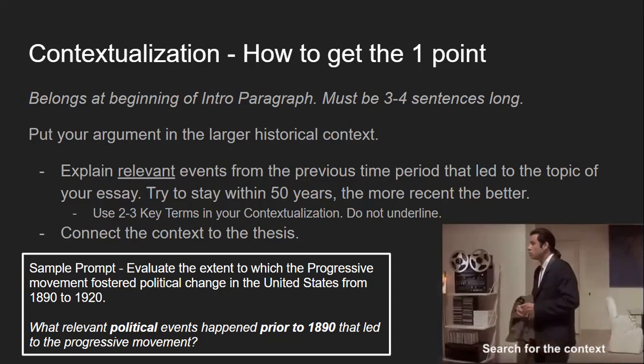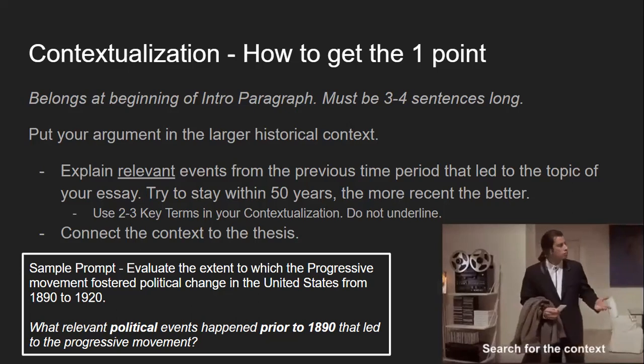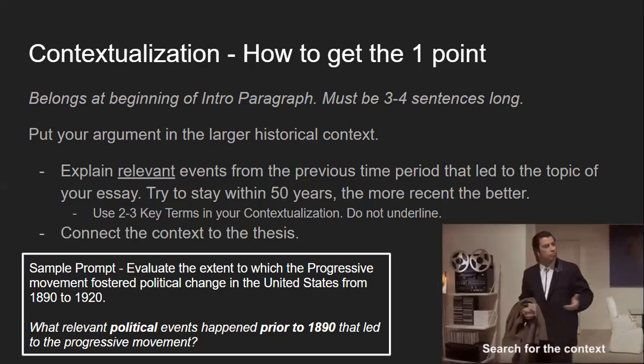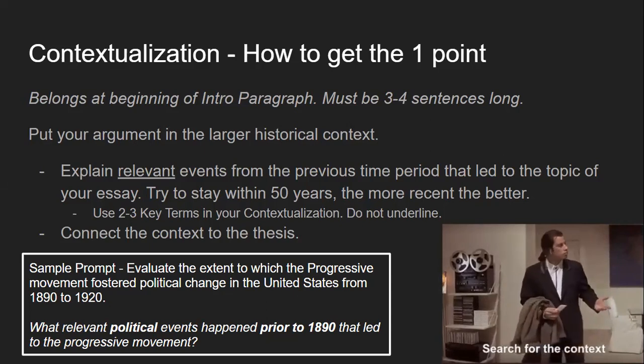And then you want to connect it to your thesis. So the first 2 to 3 sentences, maybe 4 sentences, of your introductory paragraph of your entire DBQ is going to be this contextualization. Then it'll lead into your thesis statement, which will be 1 or 2 sentences at the end of your intro. So your introductory paragraph is contextualization first, and then thesis.